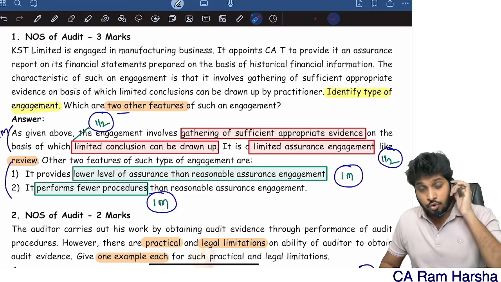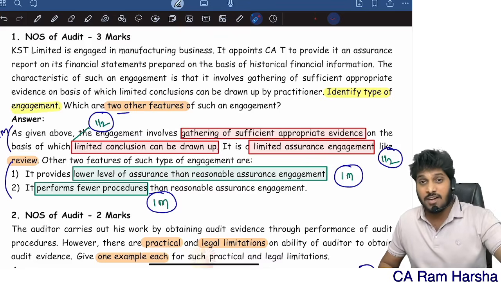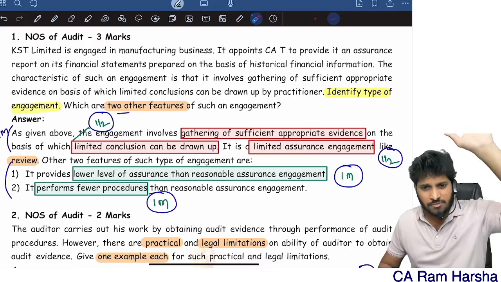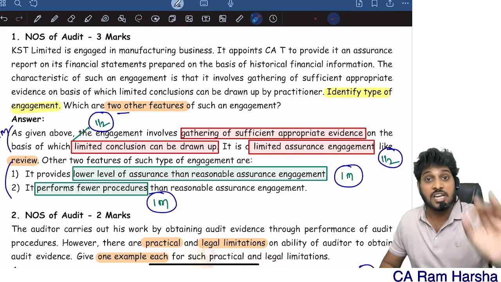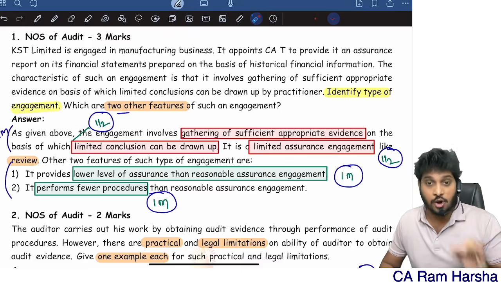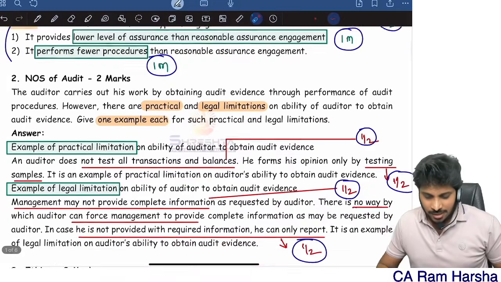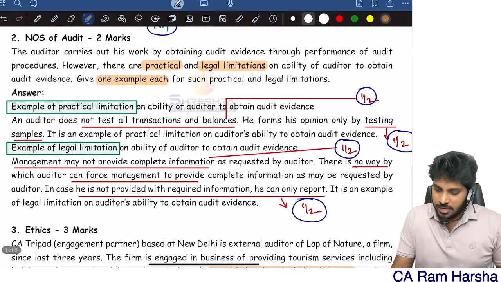For those of you who want to know how exactly ICA values, I already made a detailed video on ICA valuation. Just type on YouTube, Karam Harsha ICA valuation. You will find the latest video. Watch that, you will understand how ICA exactly values theory papers like audit. That's it. Now, second question.